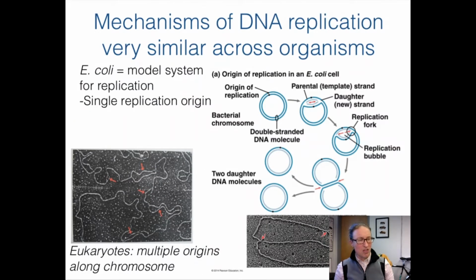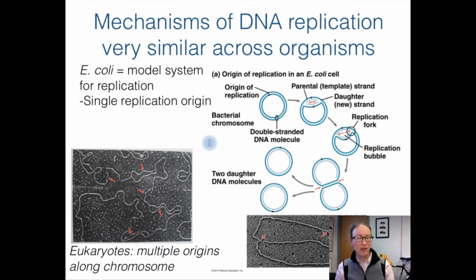So a useful thing is that the mechanisms for replicating DNA are very similar across a wide range of organisms. And in particular, what that means is that we can go back to a simple prokaryote, E. coli, as a model system for studying replication. And the biggest difference between prokaryotes and eukaryotes, again, is how DNA is organized in the cells. So while the process is the same, there are some slight differences between them.